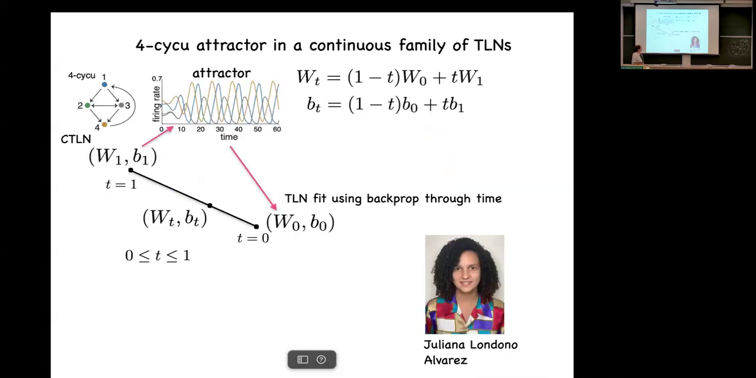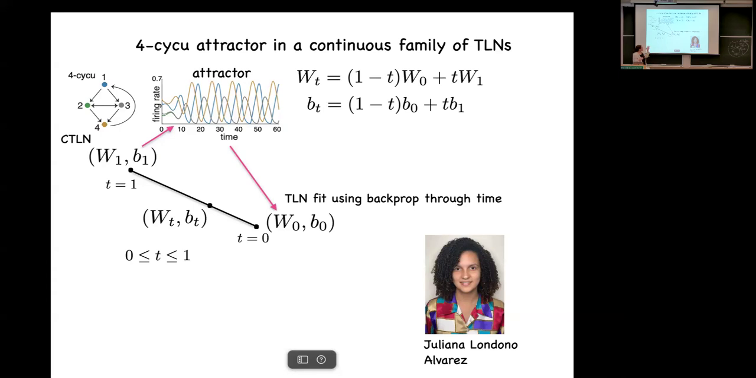Okay, so with my former student Juliana, we did something kind of interesting, which is to take the trajectory generated by this graph, take that limit cycle trajectory, and fit a new TLN in the machine learning way. So backprop through time. We take a trajectory, and backprop through time is a way where you can do a fitting of a network to match a particular trajectory.